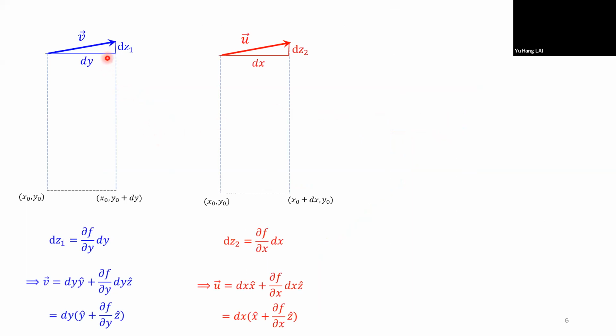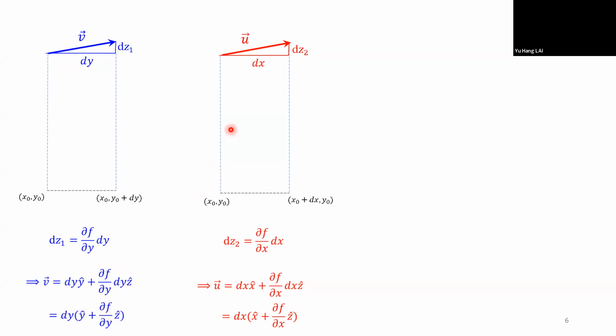So this length here is just dy. And if I want to find this z component, I need to know dz1. But just from what we learned before in chapter 1, this dz1 is just given by partial f partial y times dy. So then my v vector is just dy y hat plus dz1 z hat, which is this. And then I just rewrite it here.